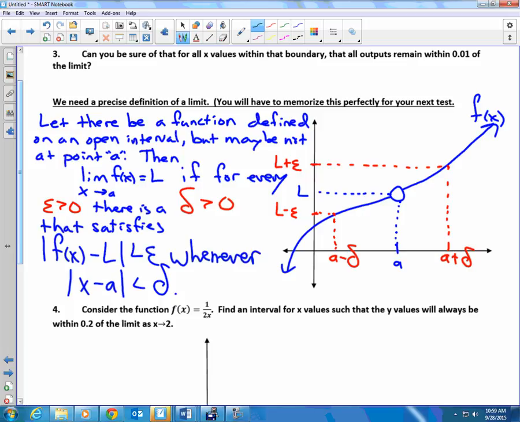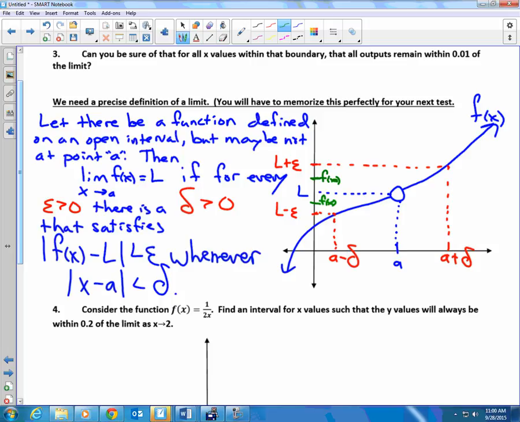Oh, delta, it's kind of like a musical note, huh? F of x minus L, is f of x a y value or an x value? It's a y value. So if you have a function value, f of x, if you take f of x minus L, do you get a positive or a negative? Positive. Is that less than epsilon? Look at your drawing. Yes. Or if you choose f of x right here, f of x minus L, is that positive or negative? Negative, but you take the absolute value, makes it positive.